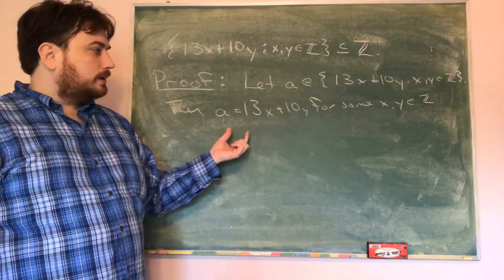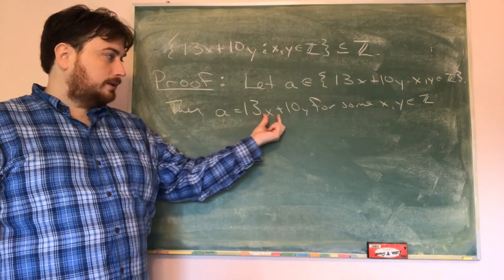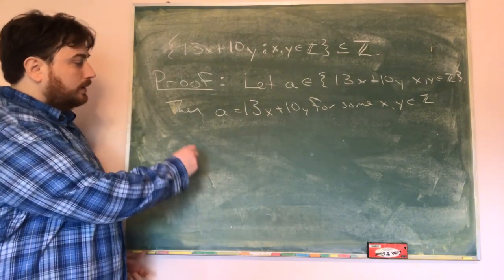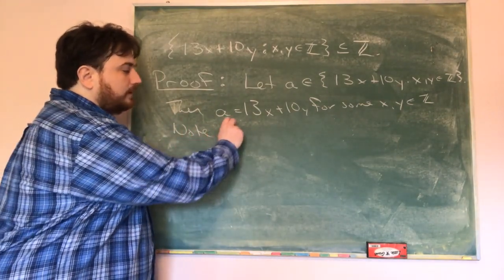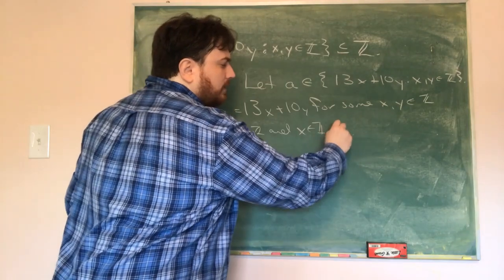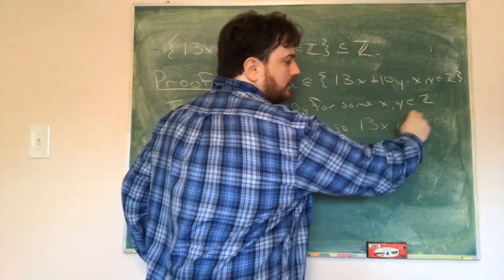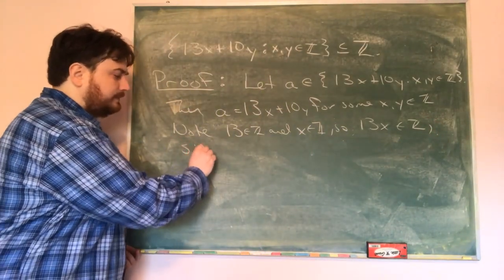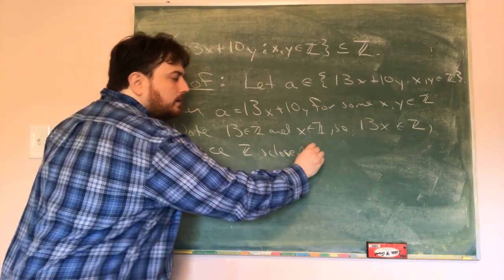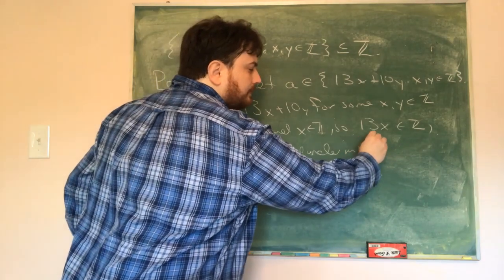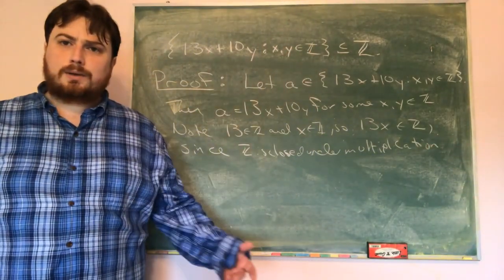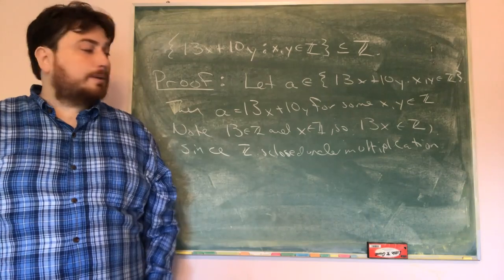And so what we're going to do now is say, okay, well, 13 is an integer and x is an integer, so the product is going to be an integer because the integers are closed under multiplication. So we're going to say, note that 13 is in Z and x is in Z, so 13x is in Z since the set of integers is closed under multiplication. So really that's just a way of saying that if I multiply two integers, I get out a new integer. That's what we mean by closed under multiplication.